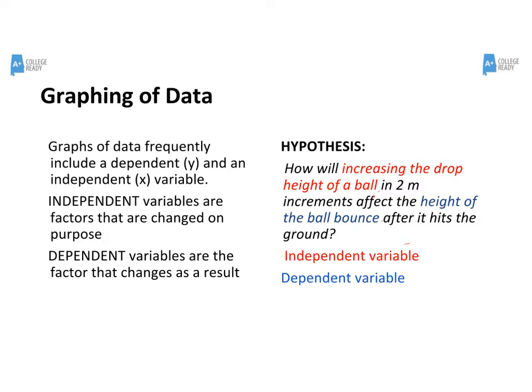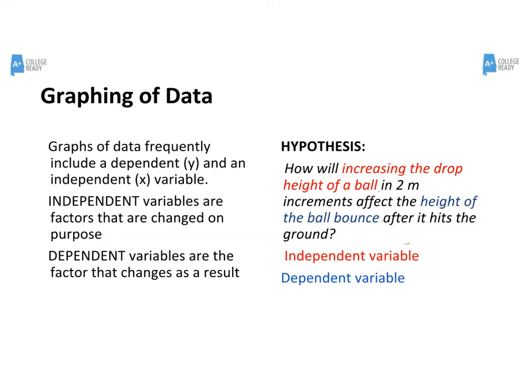Expressing the findings of your lab experiments in the form of a graph is one of the most effective ways to communicate what you have discovered in the laboratory. Graphs of data include a dependent variable, which is graphed on the y-axis, and an independent variable, which is graphed on the x-axis. Independent variables are factors that are changed on purpose, while dependent variables are the factor that changes as a result of the change in the independent variable.